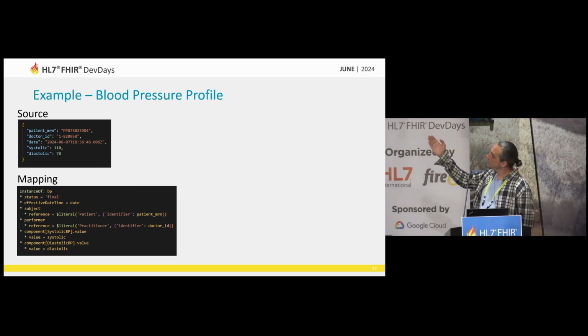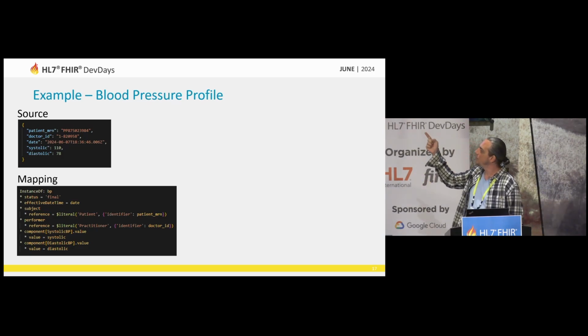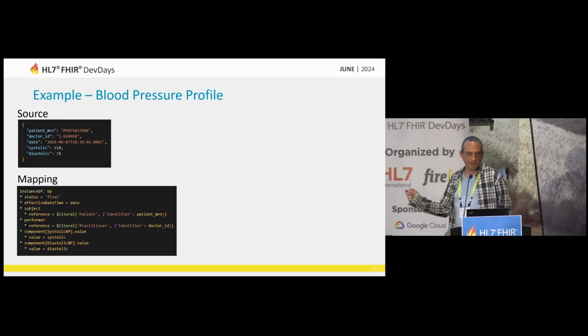Effective date time equals the name of the field from the source. Subject reference uses this literal function. This translates a FHIR search, like a conditional reference, into a literal reference. So I'm looking for the patient with that MRN, and same for the performer. And then the component slice systolic BP, I just put the value systolic into that one and diastolic into the other one. I also don't need to worry about the value quantity since the profile already defined it for a single data type.